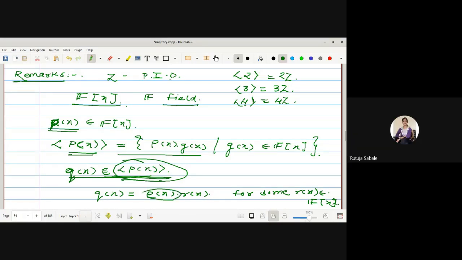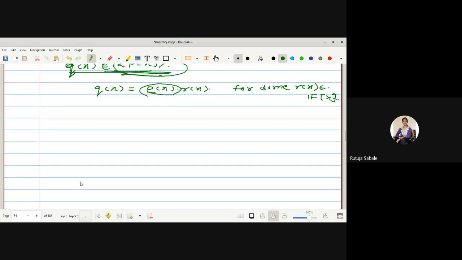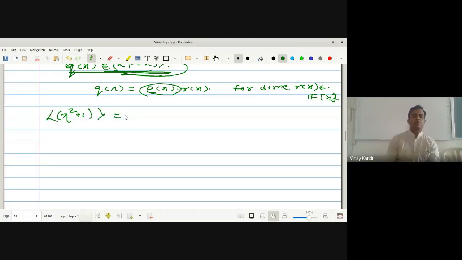A multiple of this. For example, a polynomial generated from this, what will its form be? x square plus 1 into, suppose this is h of x, for some h of x belongs to capital F of x.